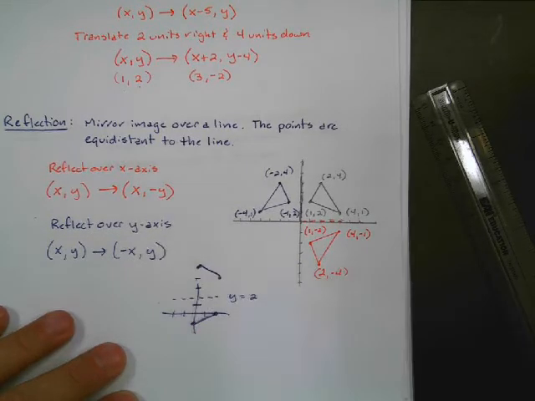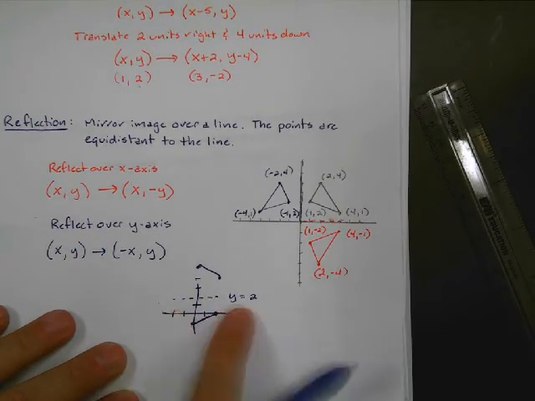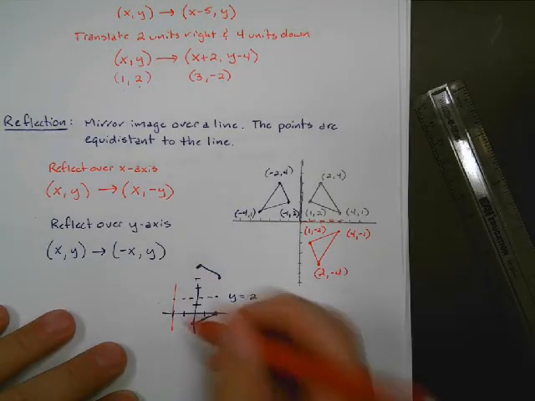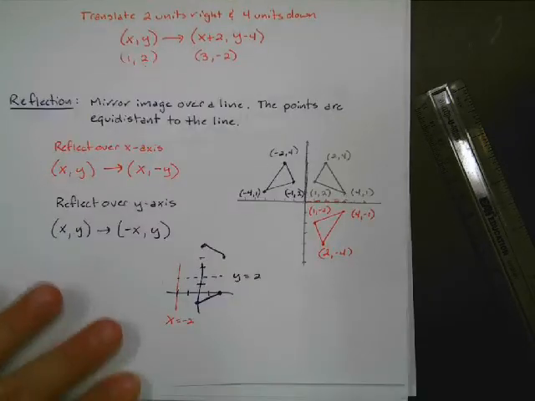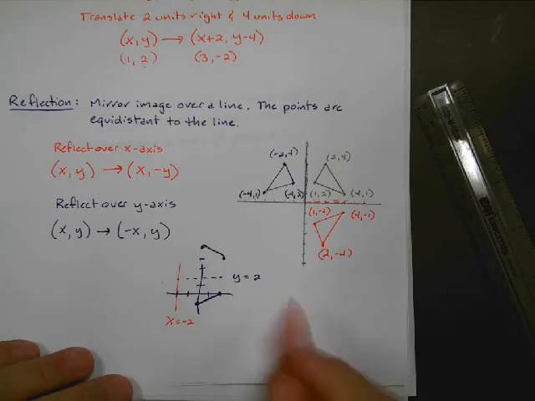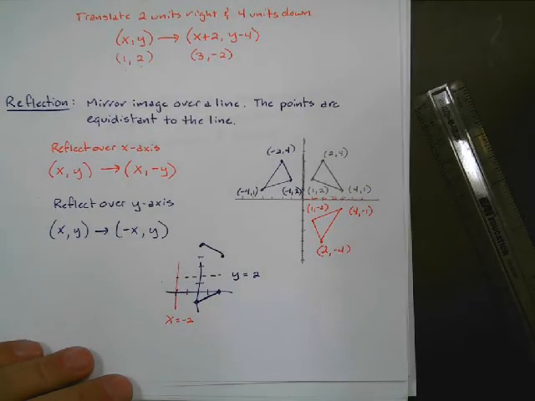So we could still do it over lines that aren't an axis. If they go side to side, if they're horizontal lines, it's going to be y equals 2. If we want to do a vertical line like this, that would be the vertical line x equals negative 2. So vertical lines are x equals something, horizontal lines are y equals something.